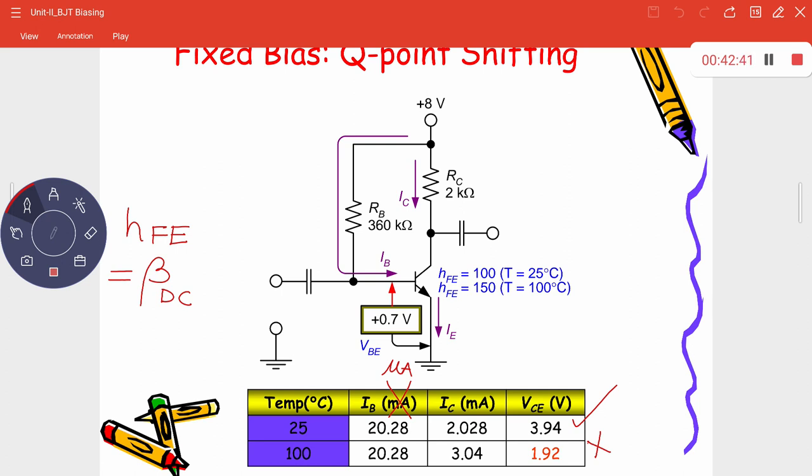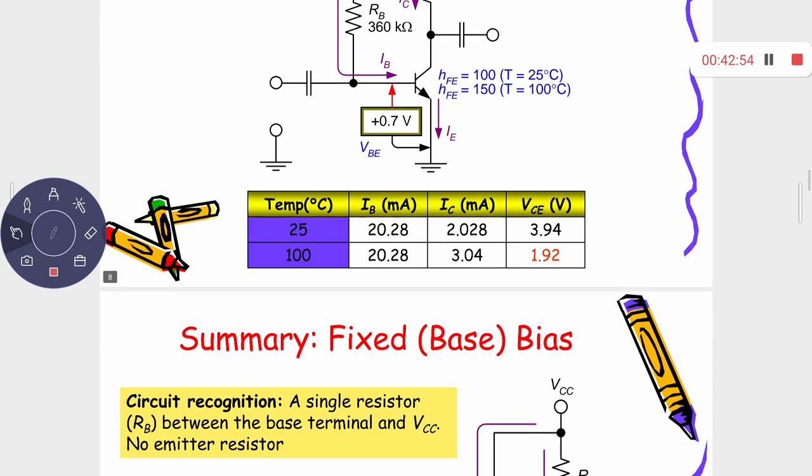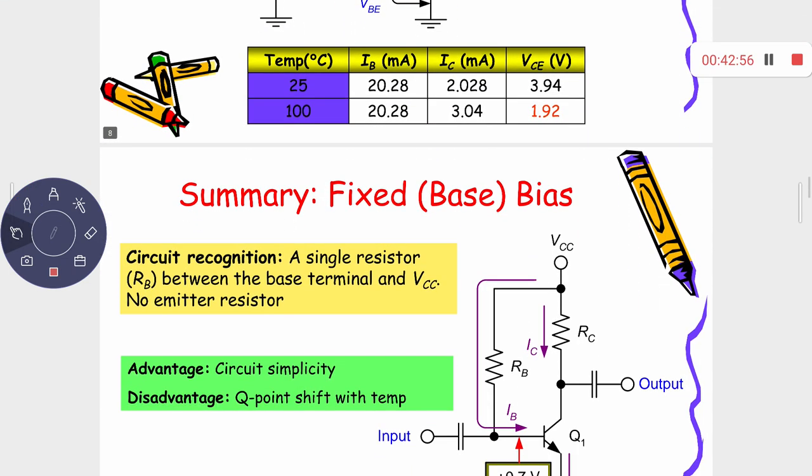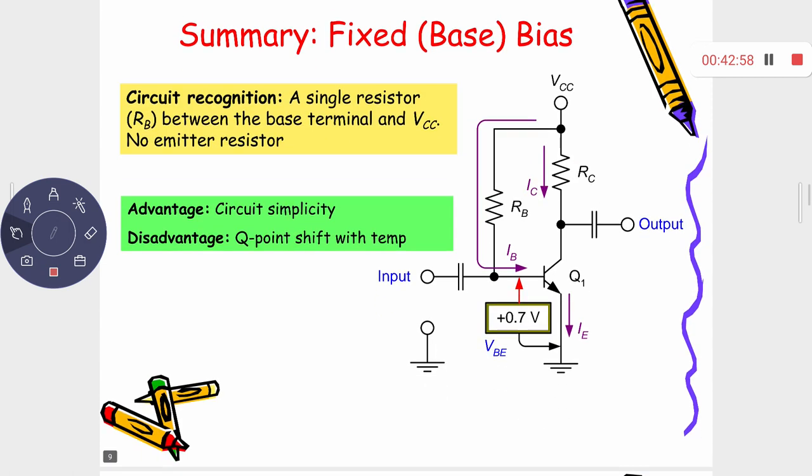So to start with, to understand the concept, this particular biasing circuit, the fixed bias circuit or base bias circuit, is not at all desirable. Okay. So that's the summary. I'm not going into the depth.